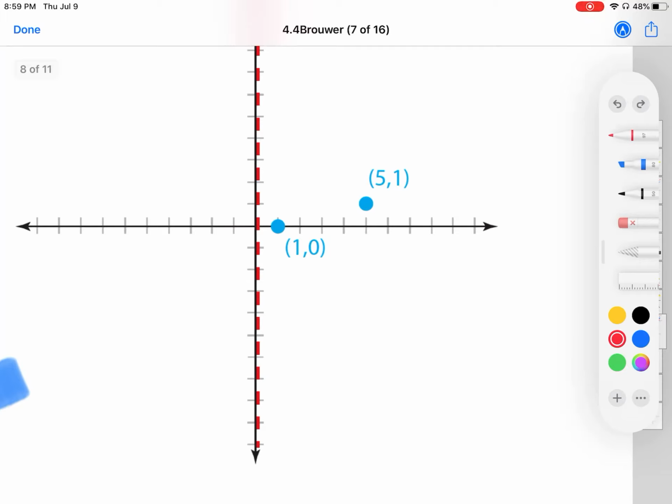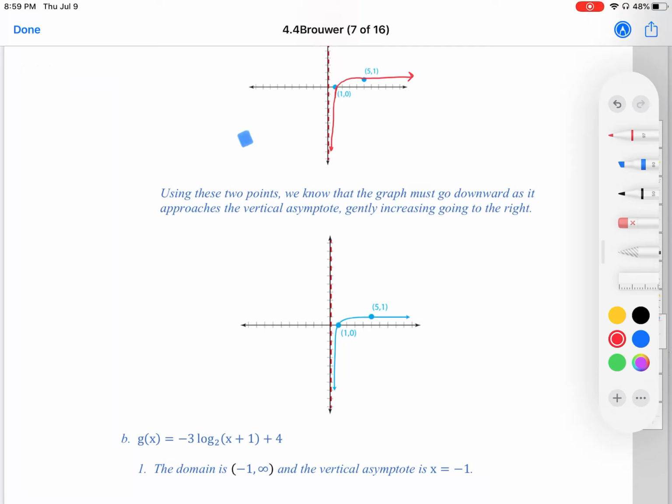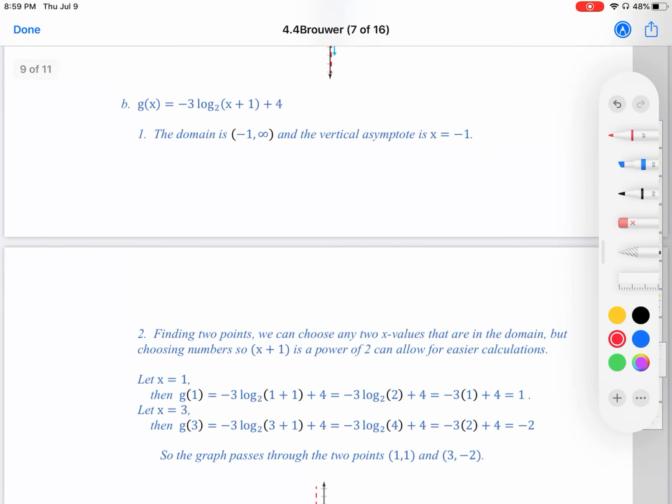So our graph looks like this. It's still some type of L-shaped figure. Using these 2 points, we know the graph must go downward as it approaches the vertical asymptote, gently increasing to the right. All right, let's go ahead and do example B.